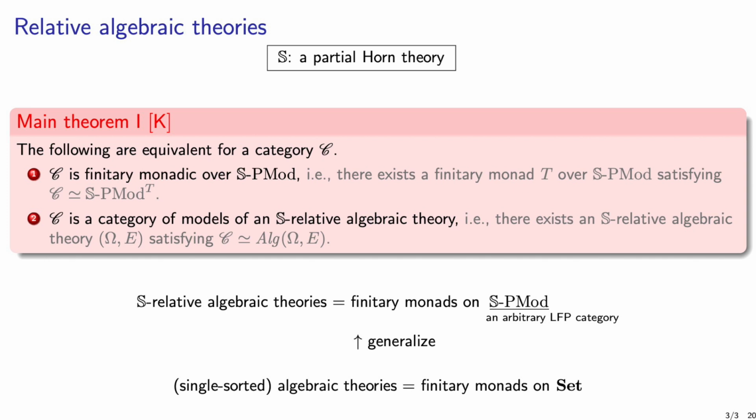Since arbitrary LP categories are represented by SP mod for some S, we will have explained finite monads over arbitrary LP categories. So when an LP category A is given and it is equivalent to SP mod, then we may use the word A relative algebraic theories instead of S relative algebraic theory.